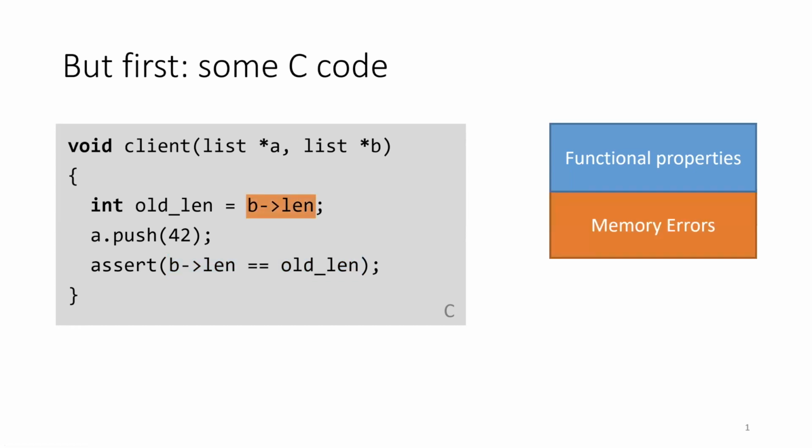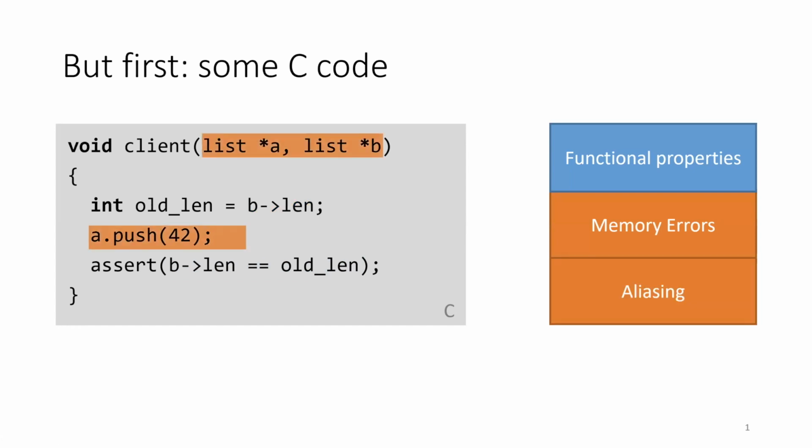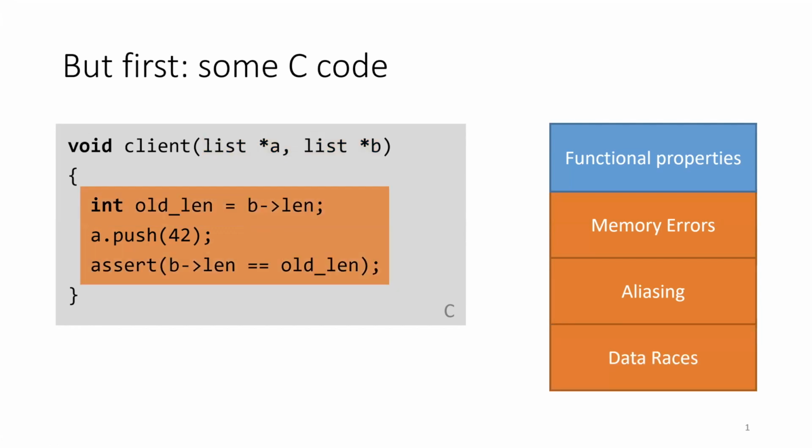But it could be that the code crashes. Maybe here I dereference null. It could also be that because of aliasing, maybe A and B are the same, maybe A aliases B somewhere in the middle of the list, then the property should not hold. It could also be, if I'm in a concurrent setting, that there are data races, in which case it's much more complex to say what this code is really supposed to do.